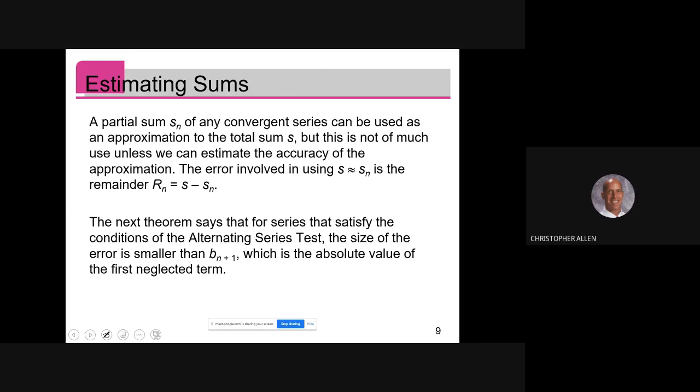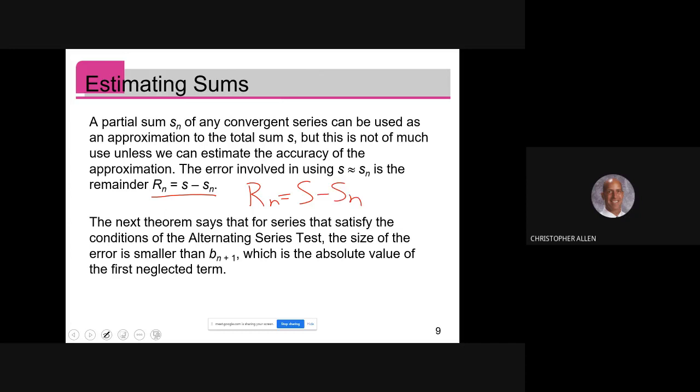It says a partial sum, S sub n, of any convergent series can be used to approximate the total sum S, which I think we've already talked about. But this is not much use unless we can estimate the accuracy of that approximation. Now I'm hoping that this right here looks familiar to you guys. Let me write that maybe here in red.